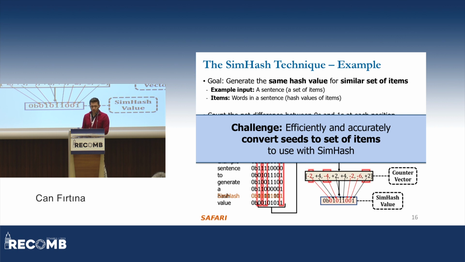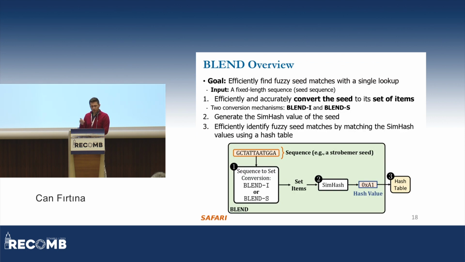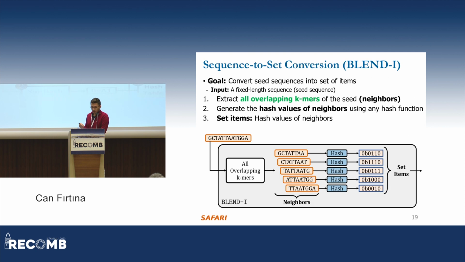So the challenge is to efficiently and accurately convert sequences to a set of items to use with SimHash. We do this using BLEND. Our goal is to efficiently find fuzzy seed matches with a single lookup. The input is a fixed length sequence, for example, a seed sequence. We have three steps in BLEND. First, we efficiently and accurately convert sequences to a set of items. We have two conversion mechanisms, BLEND-I and BLEND-S. Then we generate the SimHash value of the seed based on the set of items generated in the first step. And then we efficiently identify fuzzy seed matches by matching the SimHash values in the hash table.